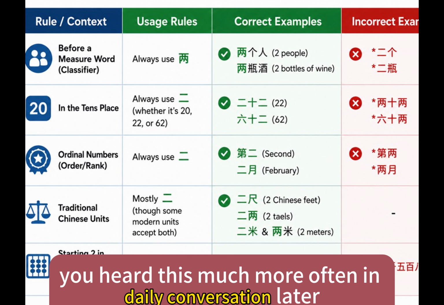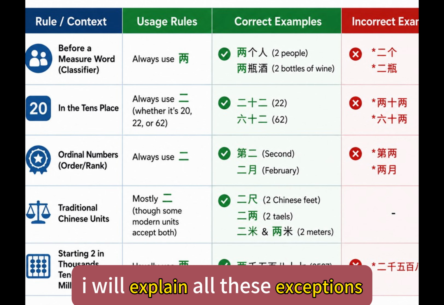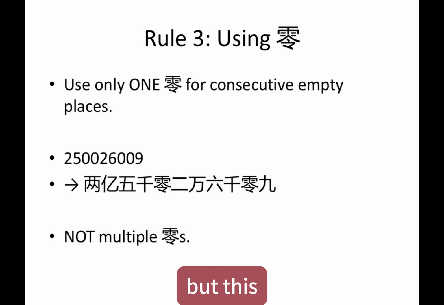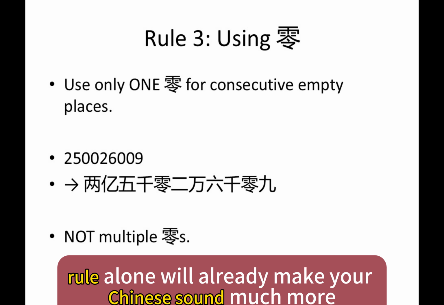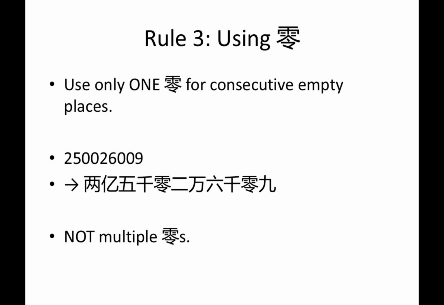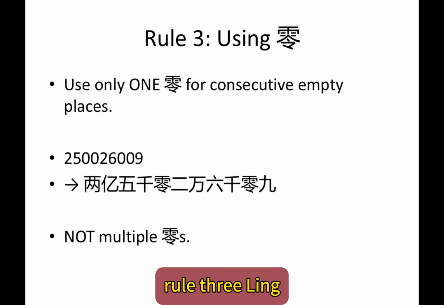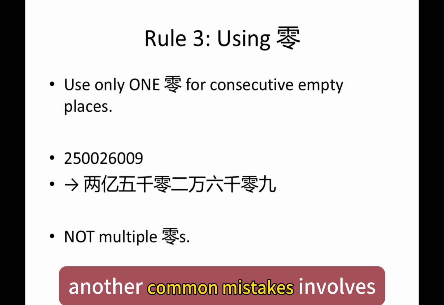You hear this much more often in daily conversation. Later in another lesson, I will explain all these exceptions, but this rule alone will already make your Chinese sound much more natural. Rule 3. 零. Another common mistake involves 零.